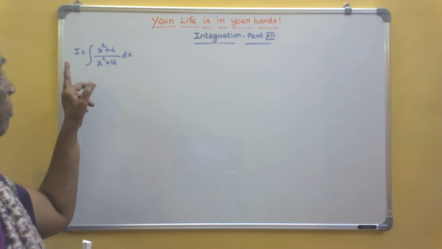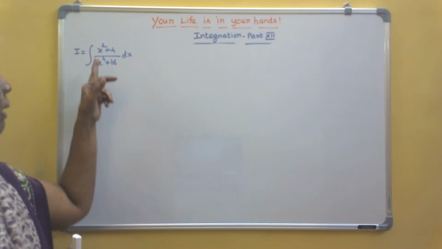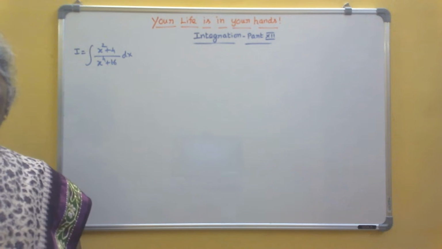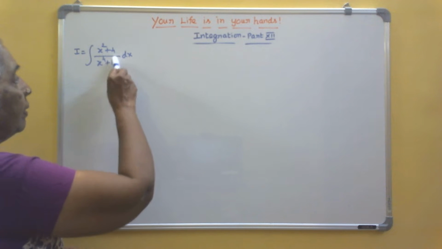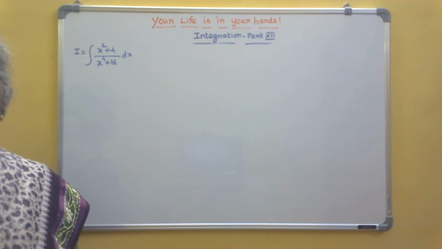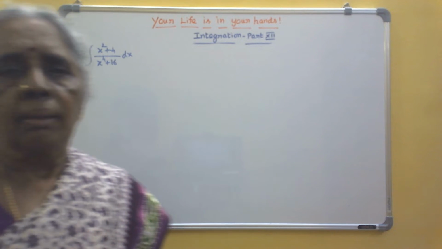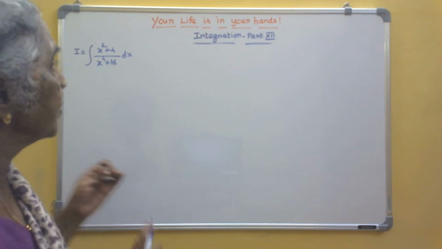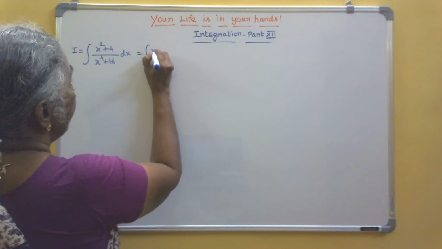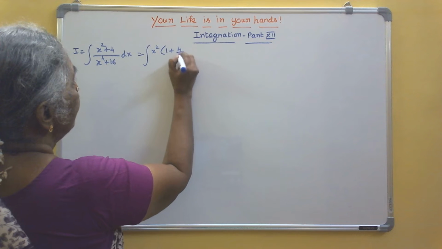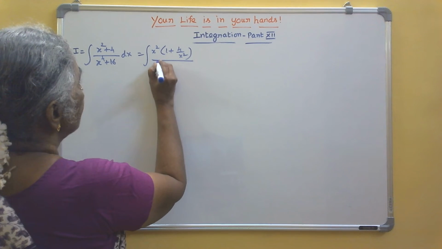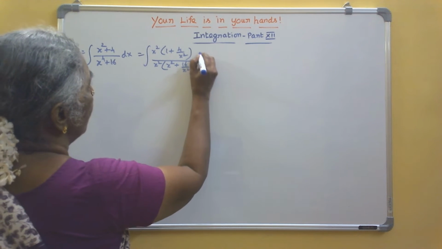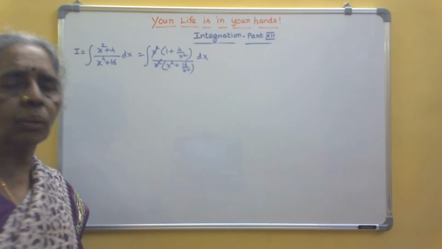Now, look at this sum. I is equal to integral x squared plus 4 by x power 4 plus 16 dx. Already I told you, whatever be the number here, the square will be here. So, the first step is the same. Take x squared common within the integral. So, what will I get now? x squared into 1 plus 4 by x squared, into x squared plus 16 by x squared, dx. This will get cut.